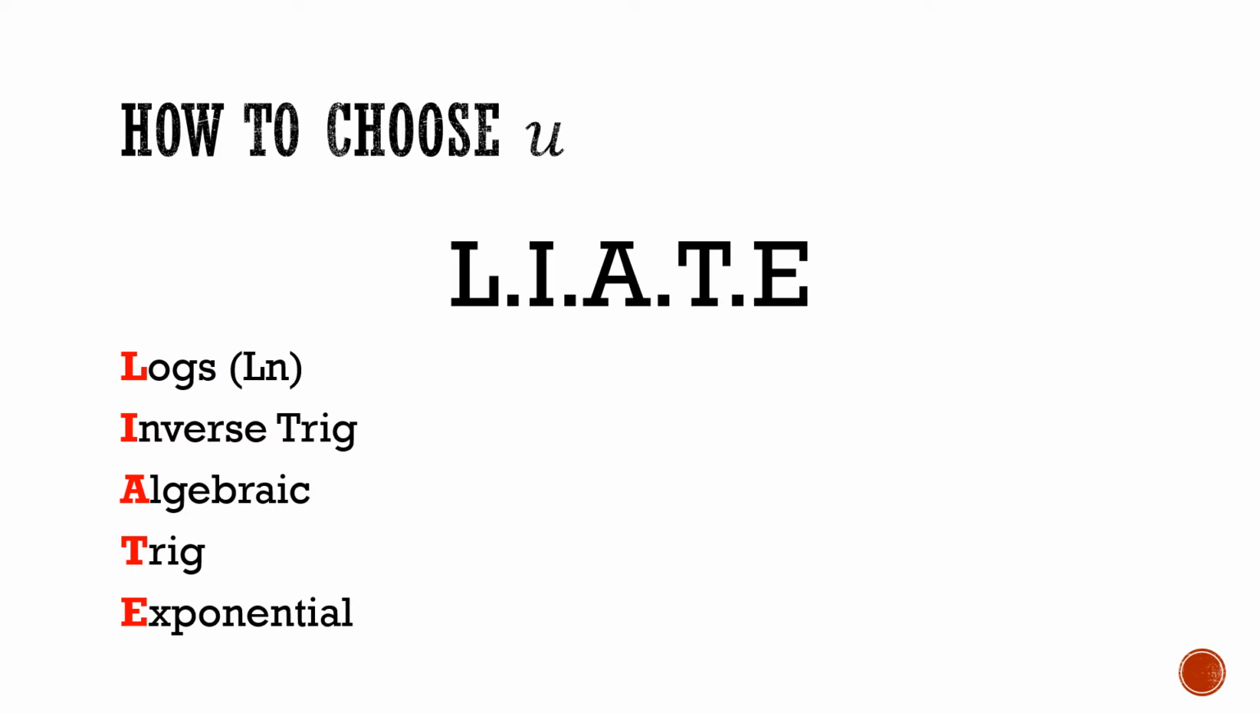Whichever one of these that you have in your problem, you want to go in order. So for example, if I had an inverse trig and an exponential in my problem, since I comes before E in LIATE, I'm going to let the inverse trig be my u. Or if I had a ln and some algebraic expression, my u is going to be the ln because L comes before algebraic in LIATE.